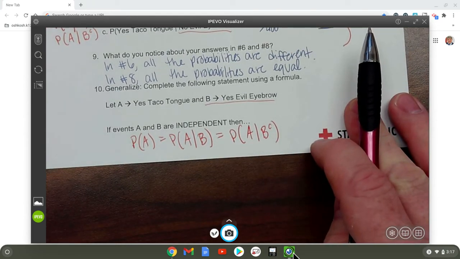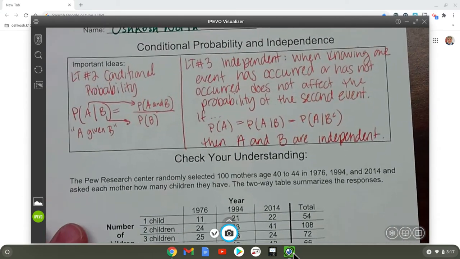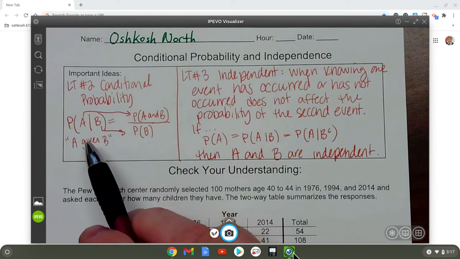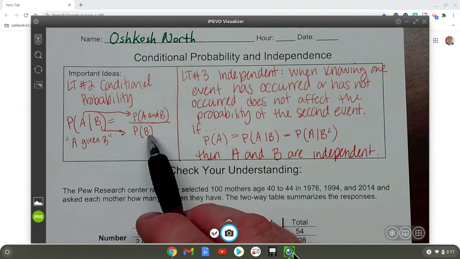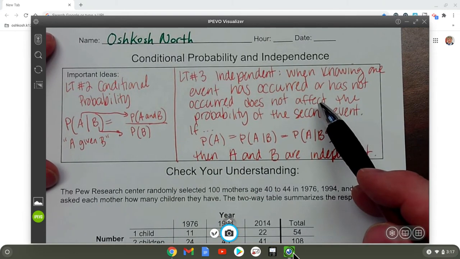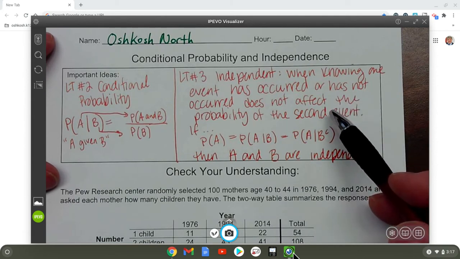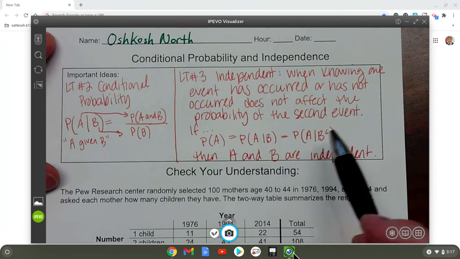And that brings us to our written notes section. Let's write these in, Oshkosh North students. Learning target number 2 is conditional probability. So the probability of A given B is the probability of A and B divided by the probability of B. And here's learning target number 3, independent. When knowing one event has occurred or has not occurred does not affect the probability of the second event. So just like we had in the last question.